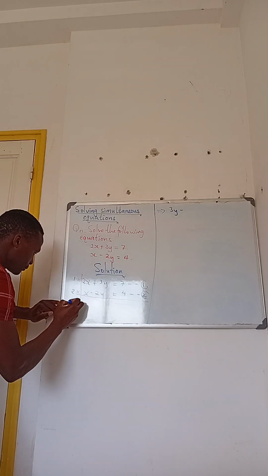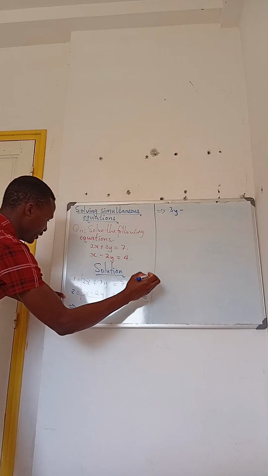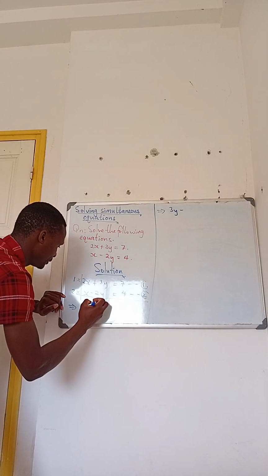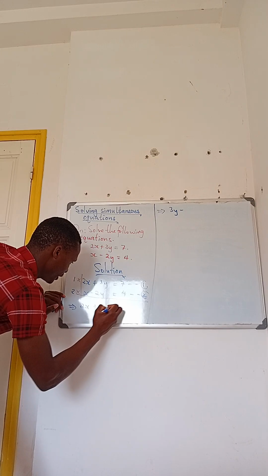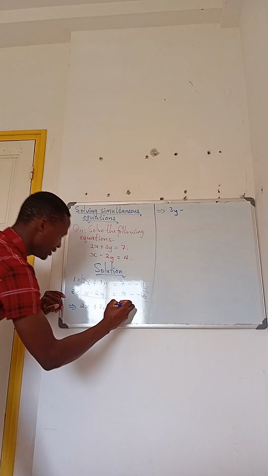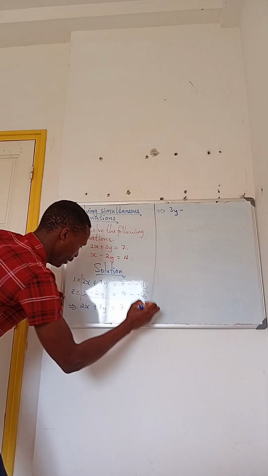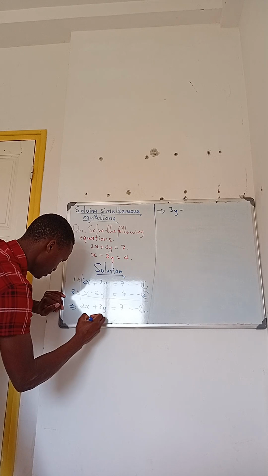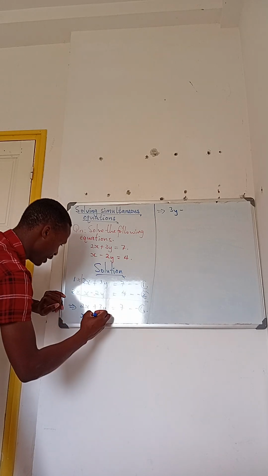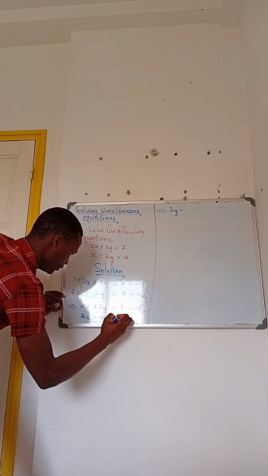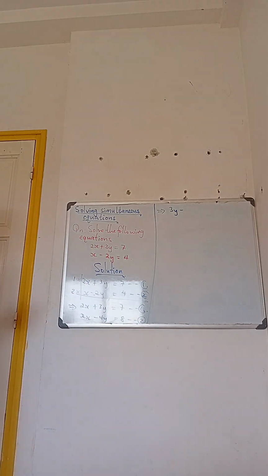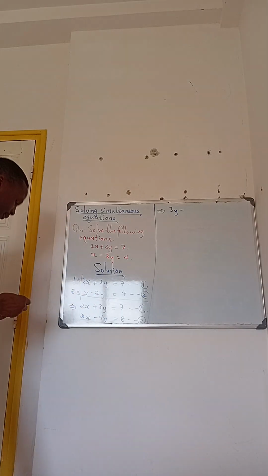Okay, so after multiplying the whole equation, 1 times 2x, we get 2x. 1 times plus 3y is plus 3y, which is equal to 1 times 7 is 7, which is also equation 1. 2 times x is 2x. 2 times negative 2y is negative 4y, which is equal to 2 times 4 is 8. Our equation 2. So after writing this, we also put the borderline.